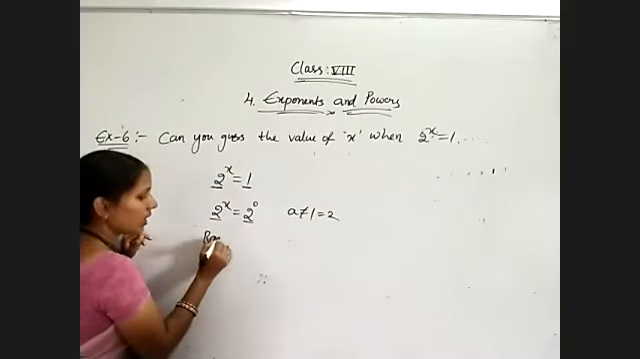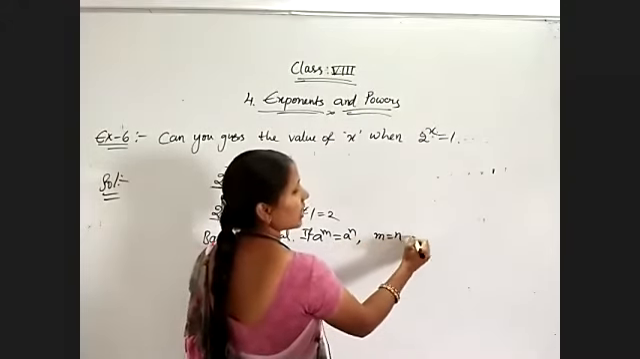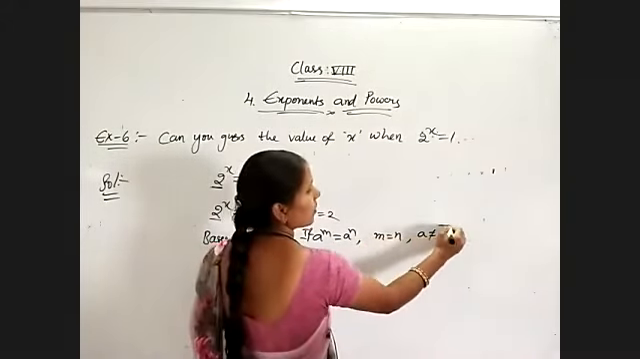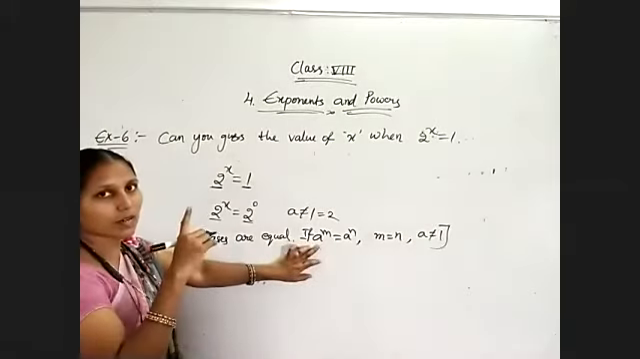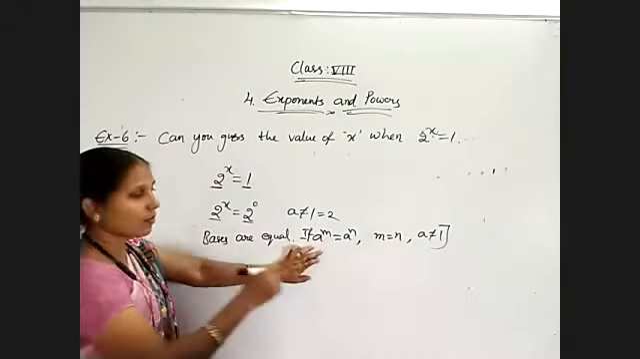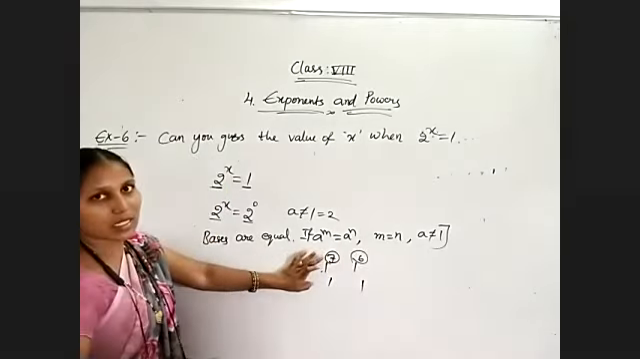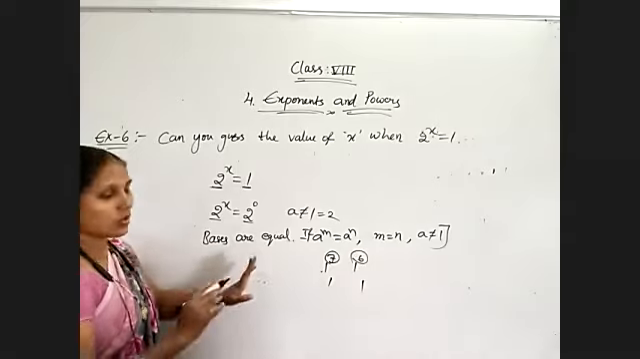So for this condition, a power m is equal to a power n. If a power m is equal to a power n, then m is equal to n, but a is not equal to 1. If it is equal to 1, that condition will not be satisfied. Suppose 1 power 7 and 1 power 6: observe, 1 power 7 is also 1 only, 1 power 6 is also 1 only, but 7 is not equal to 6. Remember that. So no need to consider that.